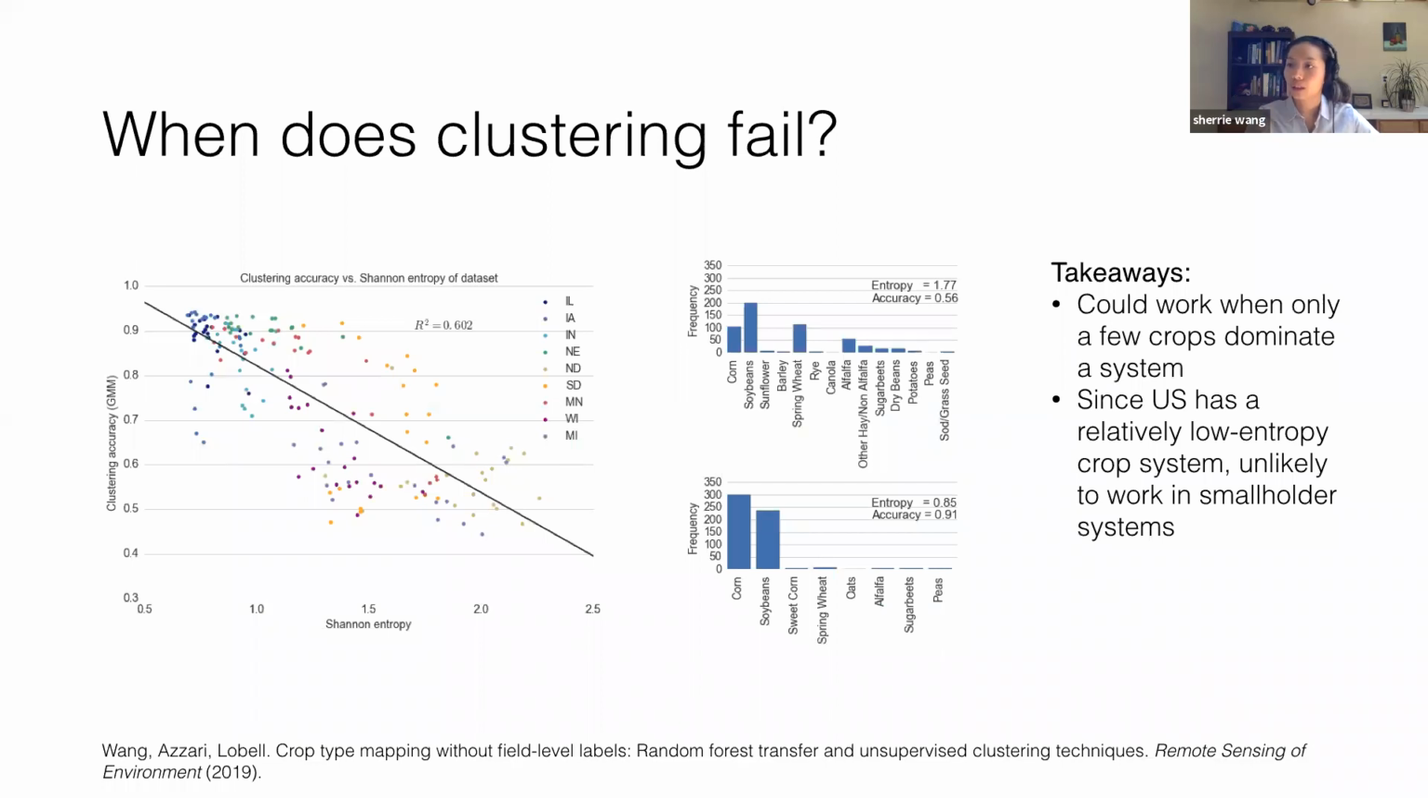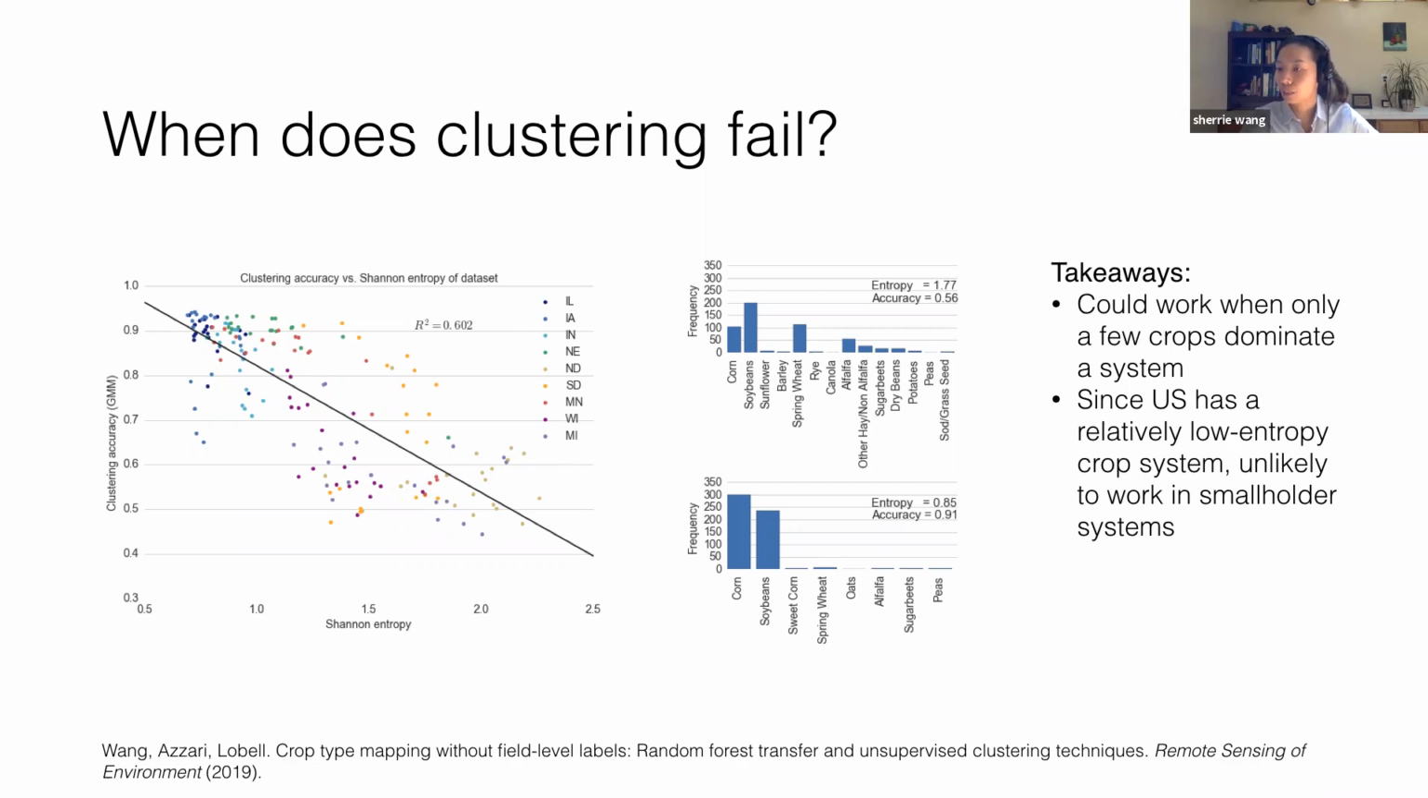So we're trying to figure out why clustering works in some places and why it doesn't work in other places. And what we found is we can explain a lot of this variance with the entropy of the underlying crop distribution. So what I'm showing here on the left plot is the entropy, which is a measure of how orderly the crop type distribution is. And then I'm showing on the y-axis the clustering accuracy. And you can see the R² between these 2 values is 0.6.